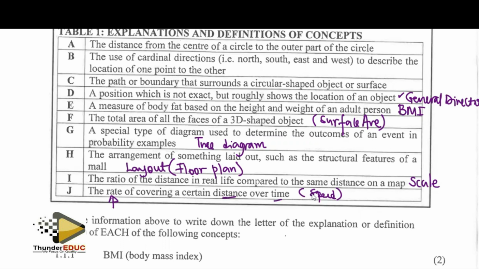The path of this is supposed to be circumference, because we are looking at a circular shape. So here we have circumference. There we go. Using also this one here, to describe the location of one point to another, it can be route description, or we can say general direction. The distance from the center of a circle to the outer part of the circle is supposed to be the radius.